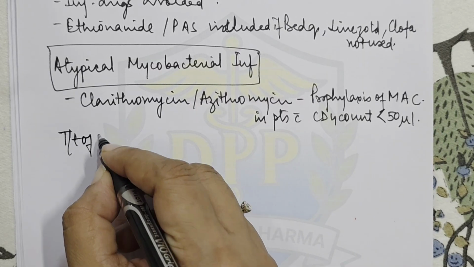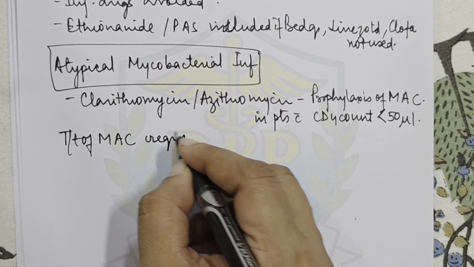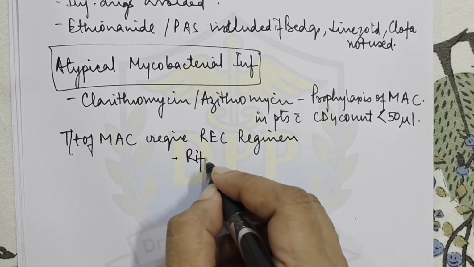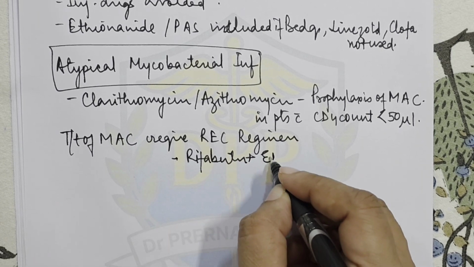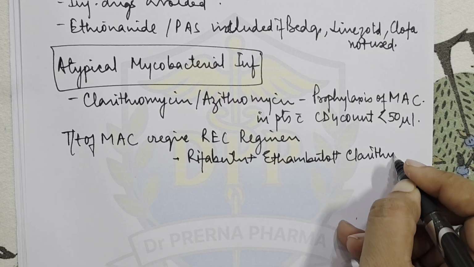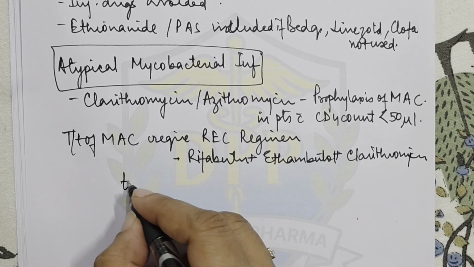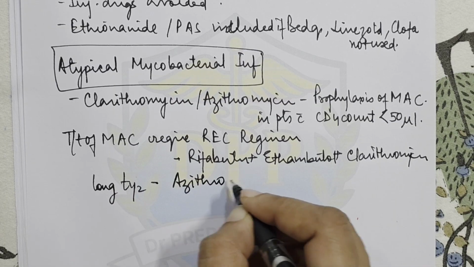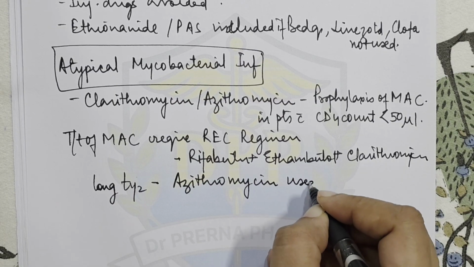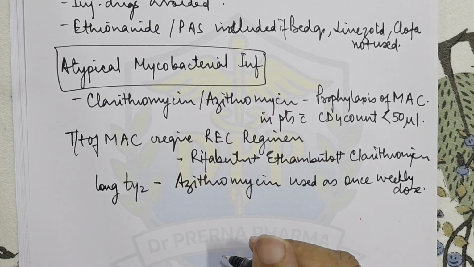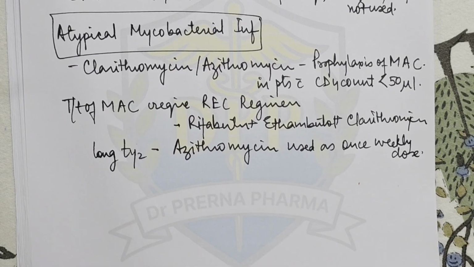Then treatment of Mycobacterium avium complex requires REC regimen. What is this REC regimen? This is rifabutin plus ethambutol plus clarithromycin, right? Due to its long half-life, azithromycin is used as once weekly dose. Okay, so this was about the atypical mycobacterial infection.